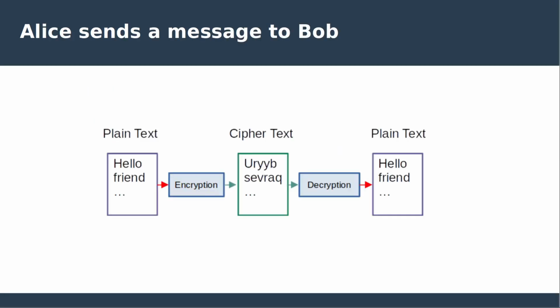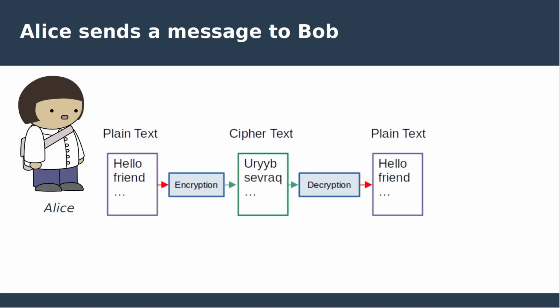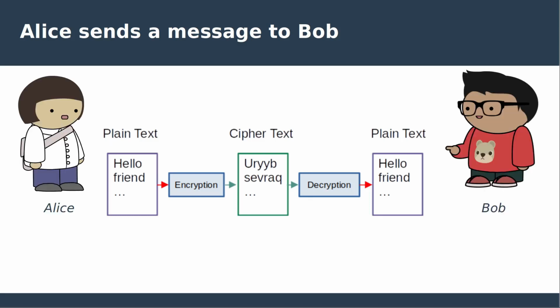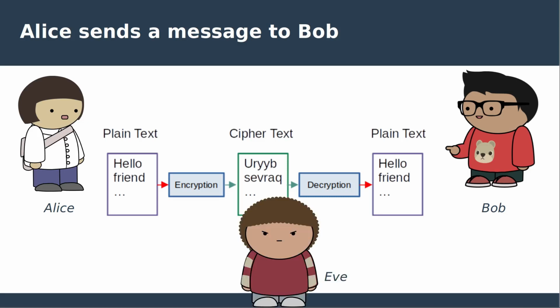To explain this better, I'm going to use Alice and Bob. I introduced these in the last video, so this is just a quick recap. Alice wants to send an encrypted message to Bob. Bob should then be able to decrypt that message and read it. There's also Eve, who is trying to eavesdrop on the message. We want to ensure that even if Eve sees all the messages, then she cannot understand them.